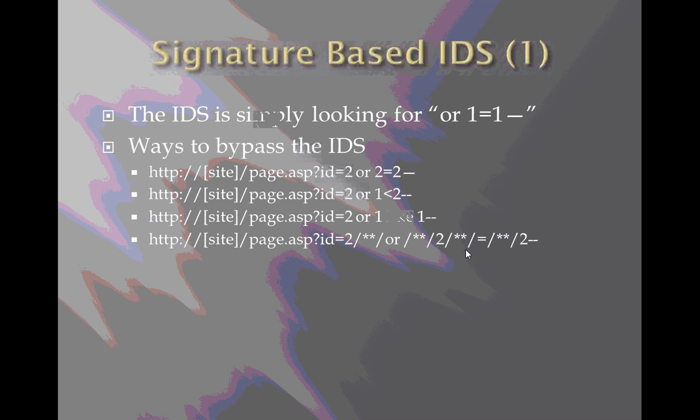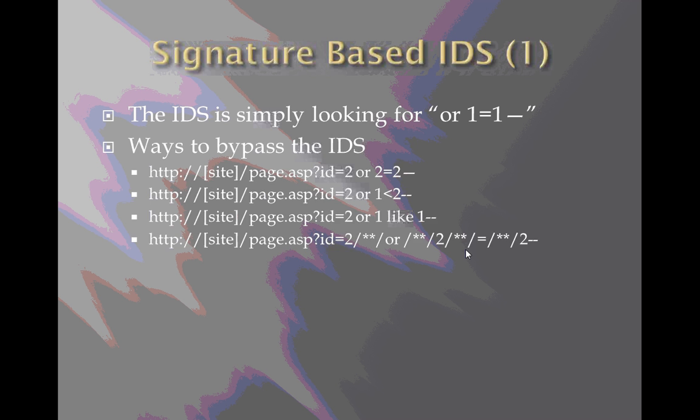So now we're moving on to IDSs. This one is really simple. It's just looking for or 1 equals 1 with a comment character. So, simple ways to bypass: you can put the ID equal to 2 and do 2 equals 2, or 1 is less than 2. Anything that is true will come back.